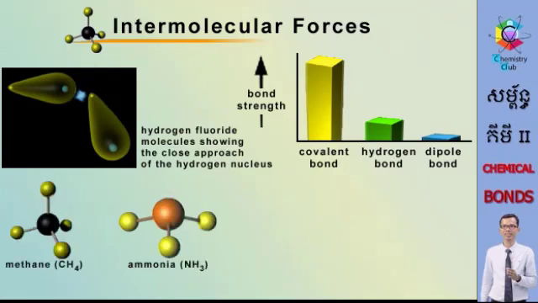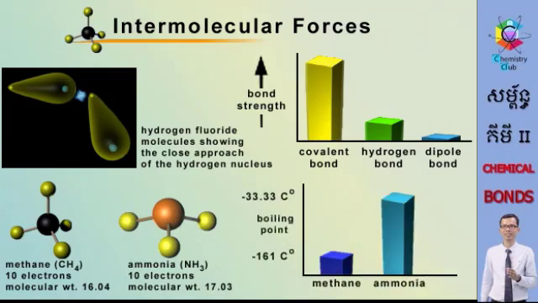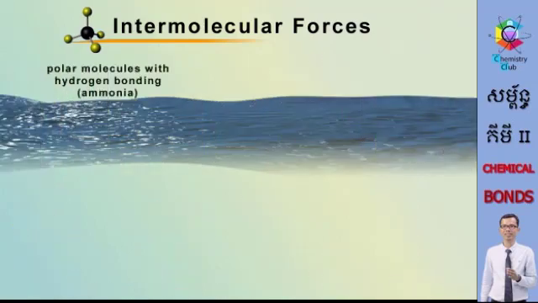To see an example of this effect, look at the boiling points of methane and ammonia. Both methane and ammonia have 10 electrons, and both have similar molecular weights. Given these facts, the compounds might be expected to have similar boiling points, but this is not the case. The boiling point for ammonia is about 130 degrees higher than that of methane, which does not undergo hydrogen bonding. The much higher boiling point of the polar molecule ammonia is due to the stabilizing force of hydrogen bonding.